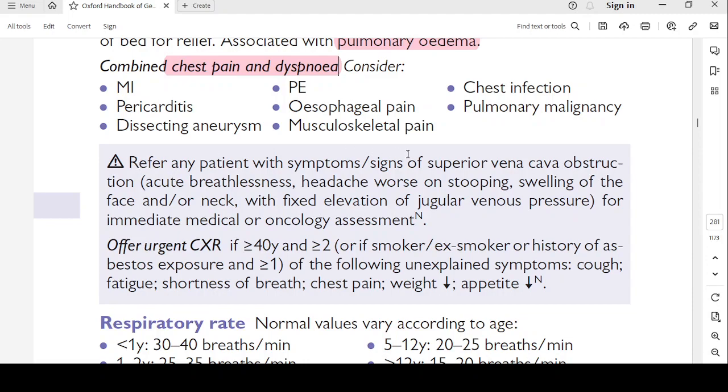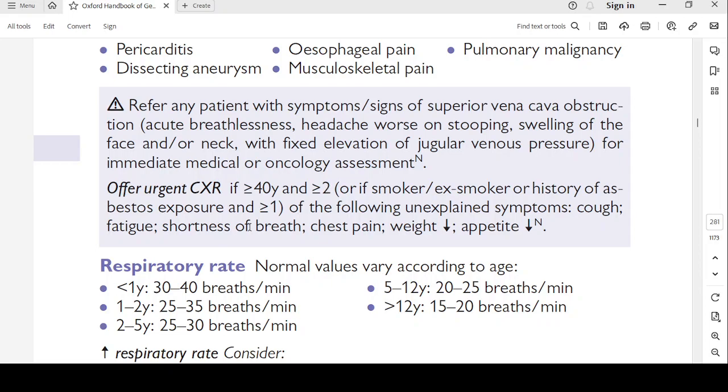Refer any patient with symptoms or signs of superior vena cava obstruction, like acute breathlessness, headache worse on stooping, swelling of the face or neck with fixed elevation of the JVP, for immediate medical or oncological assessment. Offer urgent chest X-ray if more than 40 years of age and more than two of the symptoms are present, or if smoker, ex-smoker, history of asbestos exposure and more than one.